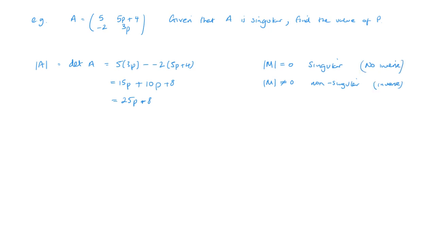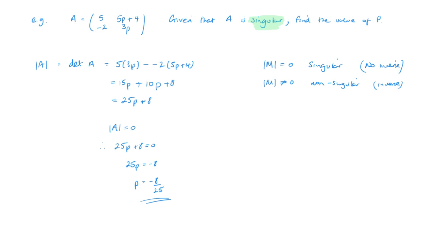So this one being singular means the determinant of M, or in this case the determinant of A, equals 0. So this equals 0, therefore 25p plus 8 equals 0. 25p equals negative 8. P equals negative 8 over 25. And that's all there is to it.